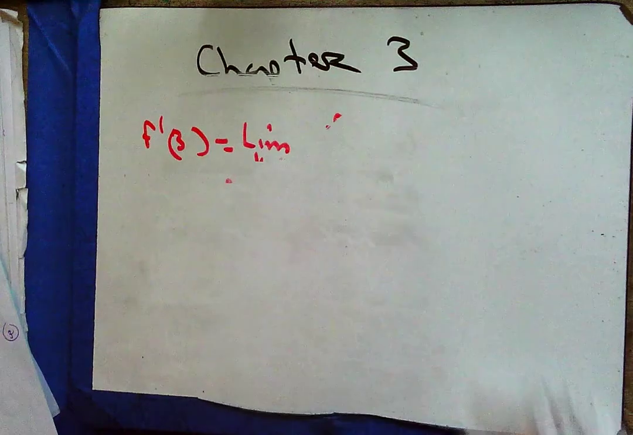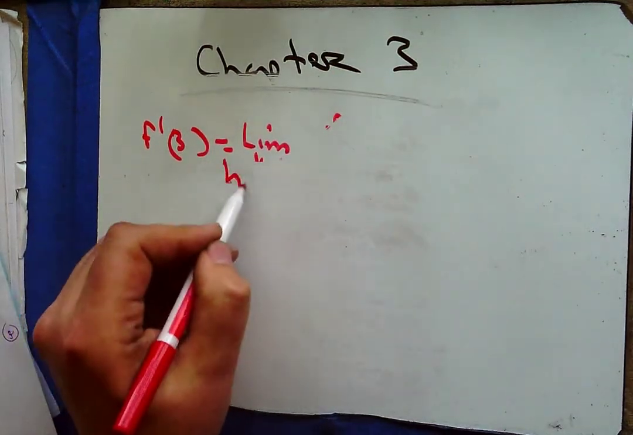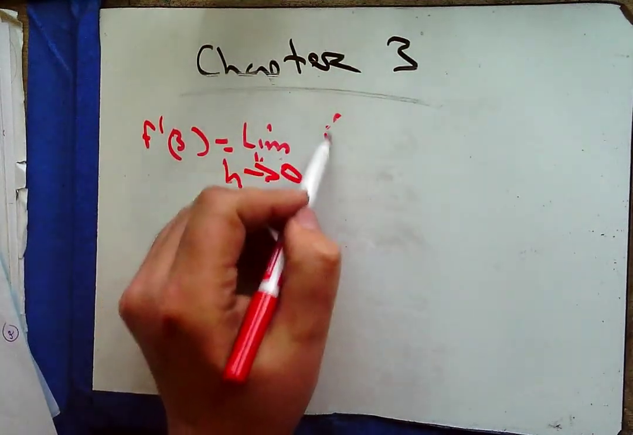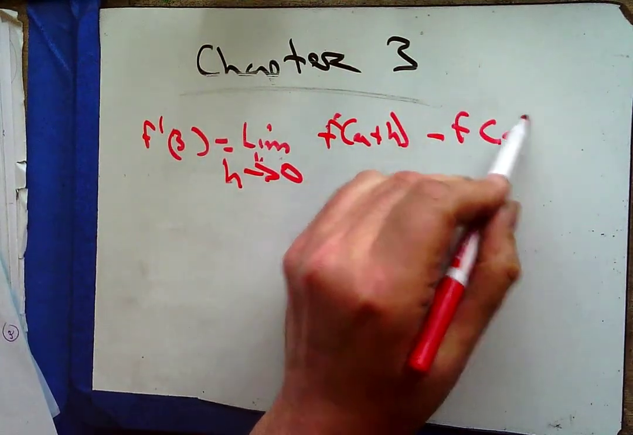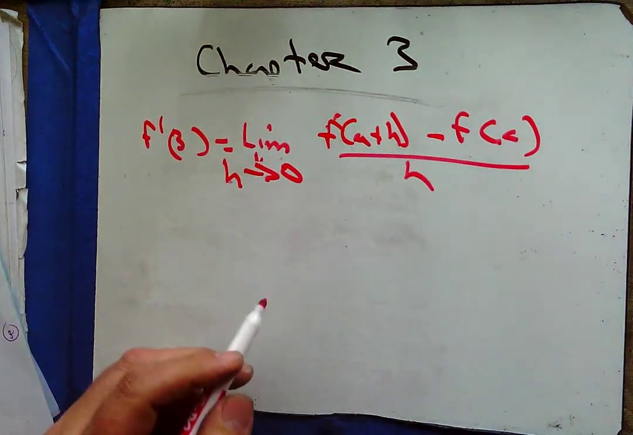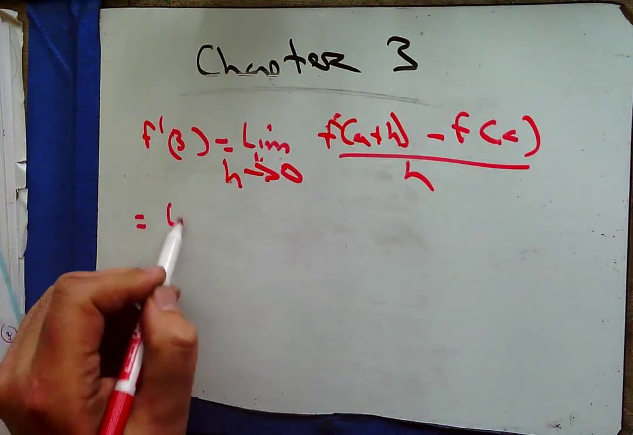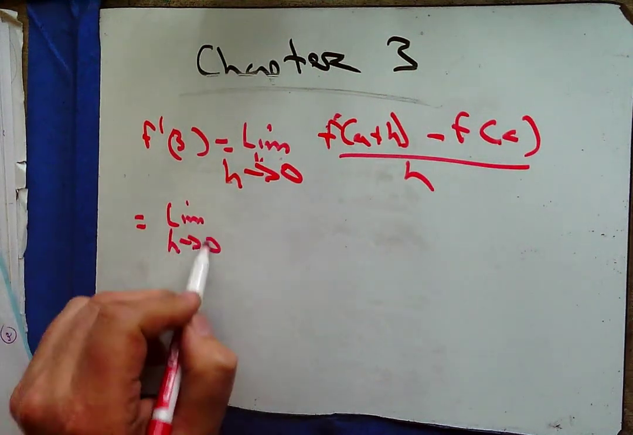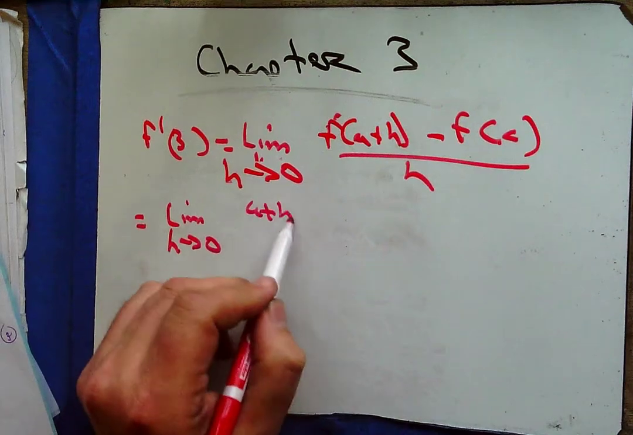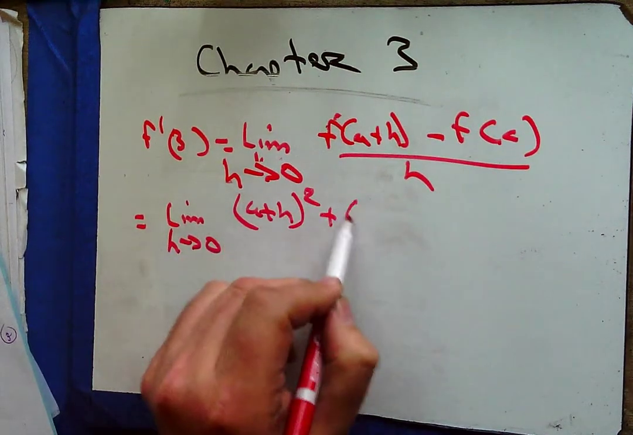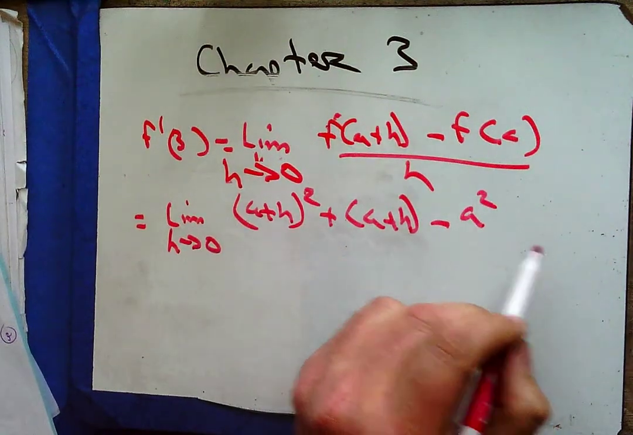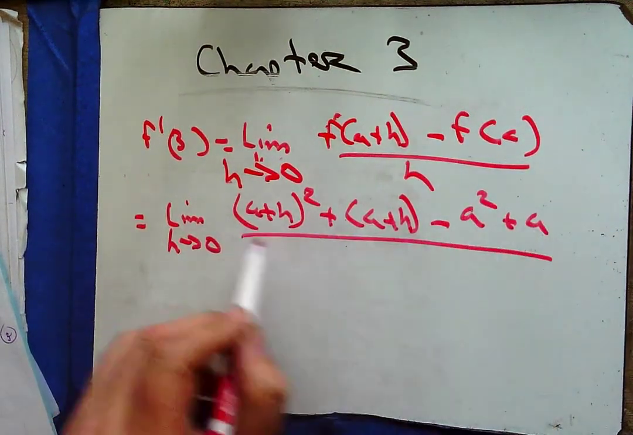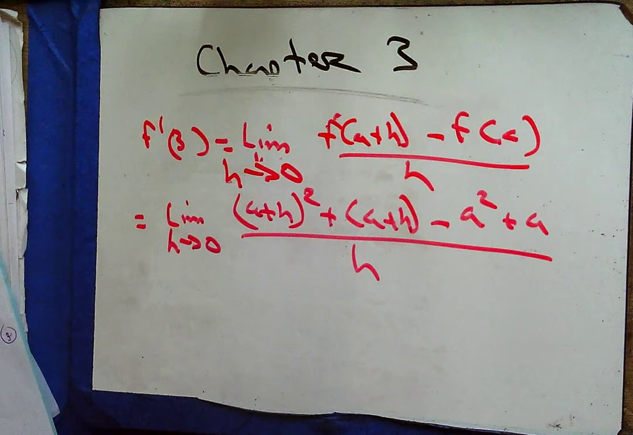Backing it up. The limit as h approaches 0 of f of a plus h minus f of a all over h. That's what they did. And that equals the limit as h heads to 0 of a plus h squared plus a plus h minus a squared plus a all over h. So what mistake did they make?